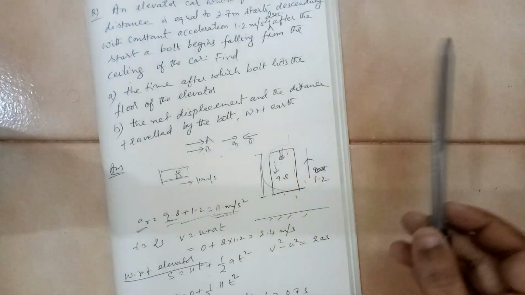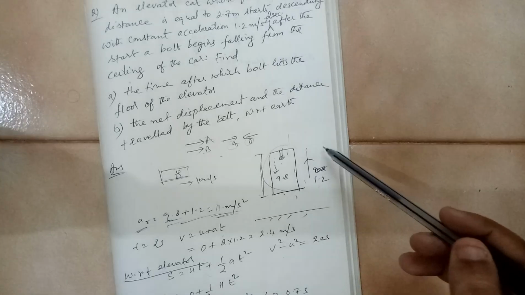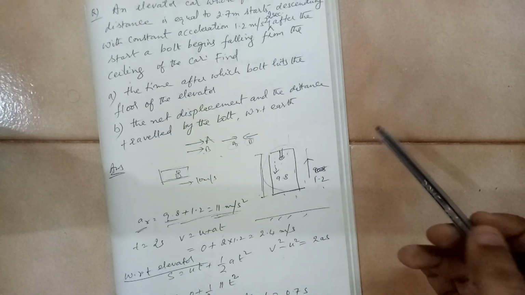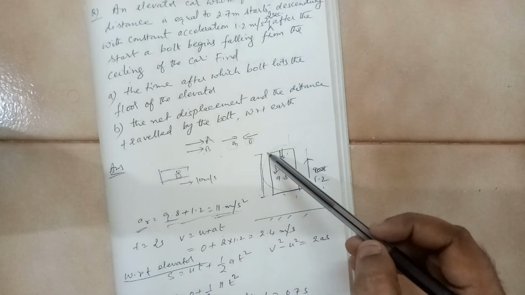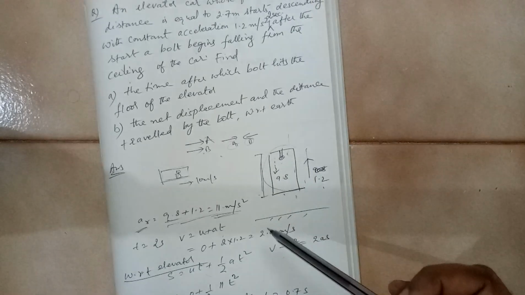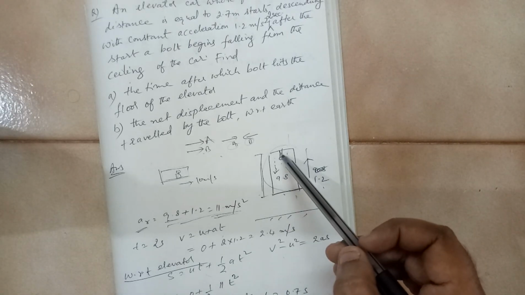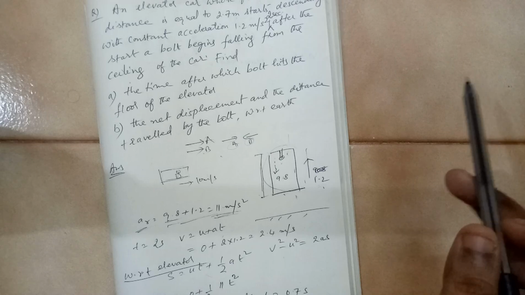So the situation is like this. There is a lift, we call it a lift car. It is moving up with 1.2 meter per second square. A bolt from the ceiling has been released. After some time it will fall to the floor. You have to find out that time. Okay, and what is the displacement of the bolt and distance of the bolt.